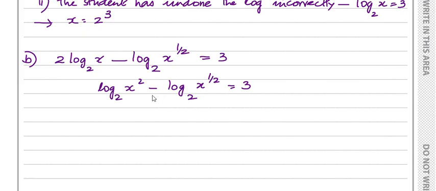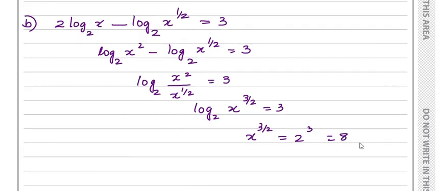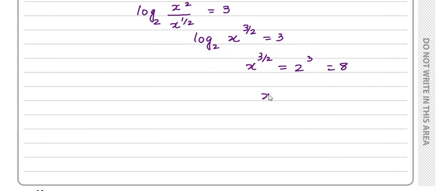So doing the division rule here now. log of x squared over x to the power of half to the base 2 is equal to 3, which means log of x to the power of 2 minus half, which is 3 over 2, is equal to 3. Of course, that base 2 is there. Okay? So x to the power of 3 over 2 is equal to 2 cubed, which is equal to 8. Therefore, x to the power of 3 over 2 is equal to 8.